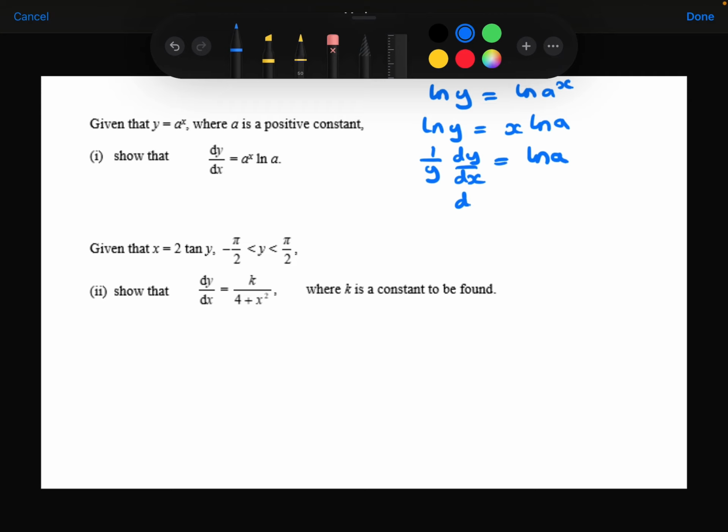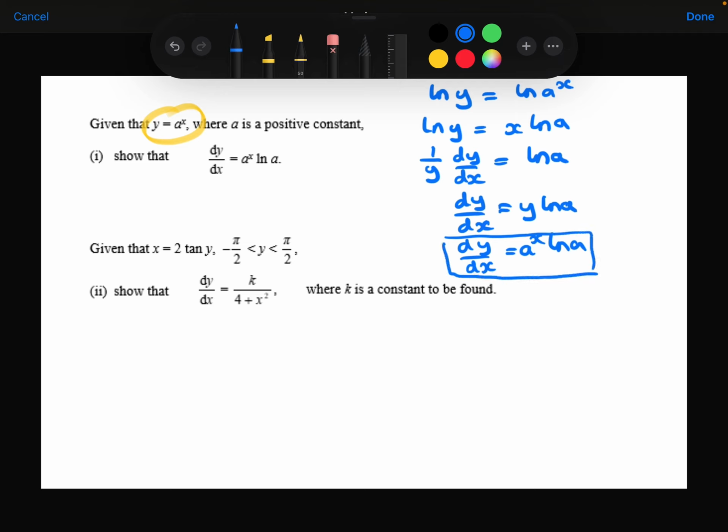I'm now going to multiply both sides by y to make dy by dx the subject. And remember what the y was in the first place. Let's get this only in terms of x. So I'm going to swap the y back. Remember, it is a to the power x. And this is the result that we needed to prove. So that's part one of this question done.